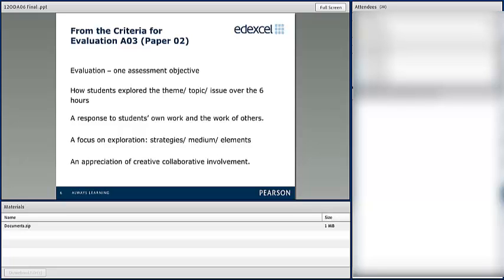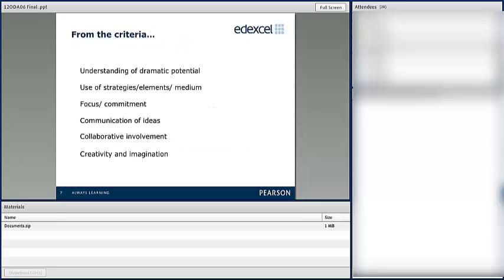Now, 2 of the things that students find tricky sometimes are, what does it mean to respond to my work and the work of others? Well, my work could be my ideas and my suggestions and the things that I did as part of my group. They also could expand outwards to my group and what we did. Many students find it very easy to write about we and harder to focus on themselves.